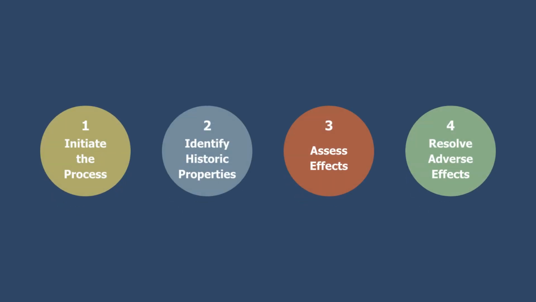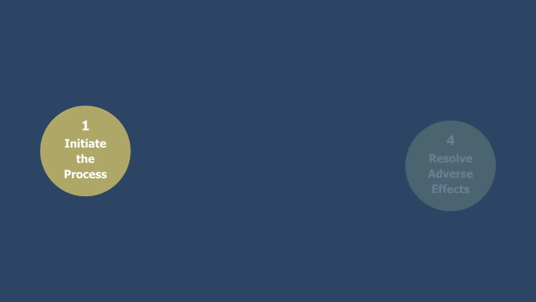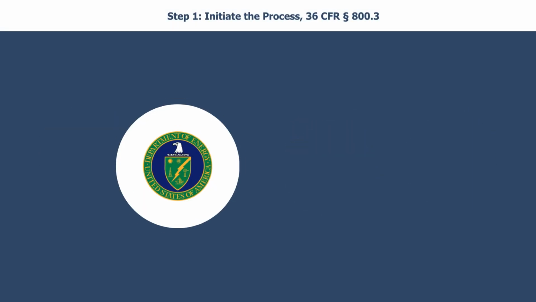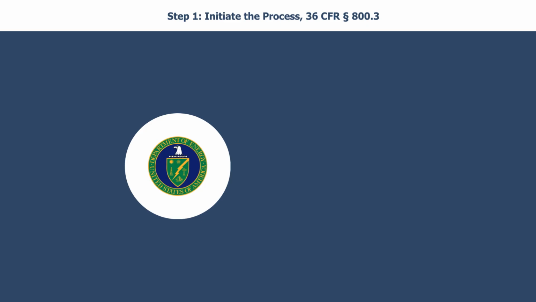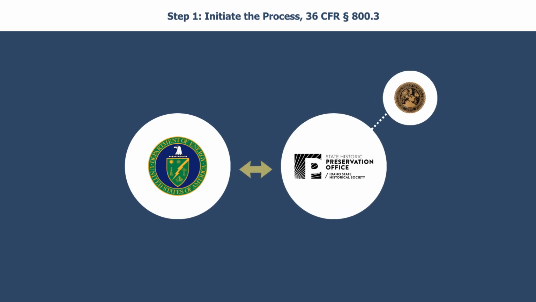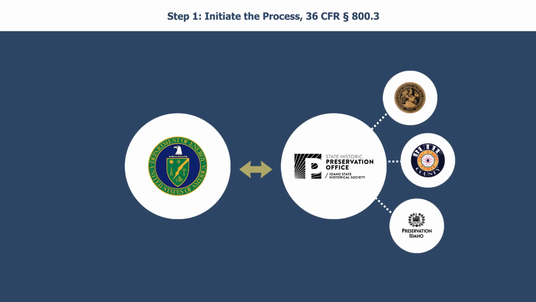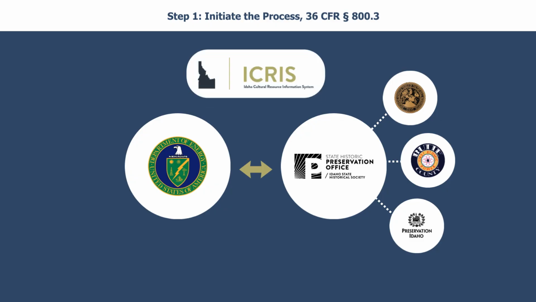The Section 106 process, outlined in regulations in 36 CFR Part 800, has 4 basic steps. Step 1 is to initiate the process. The federal agency, in this example the Idaho National Laboratory, identifies the project and consults with the SHPO or THPO, tribes, and other stakeholders. To initiate the process with the Idaho SHPO, the federal agency or consultant must create a Section 106 project in ICRIS, the Idaho Cultural Resources Information System.